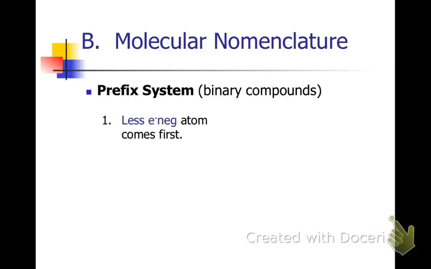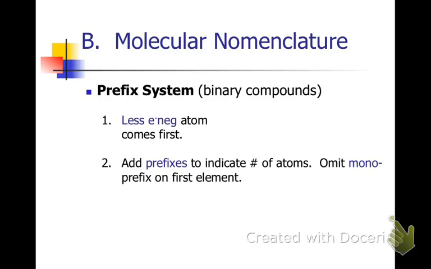Again, if you're working with two nonmetals, they normally form what type of ion? Anions or cations? Anions. So when we did ionic compounds, you'd need a cation and an anion. Well, this time you might be working with nonmetals that typically form anions. So that's why they're telling you the less electronegative atom comes first. And we add prefixes to indicate number of atoms.